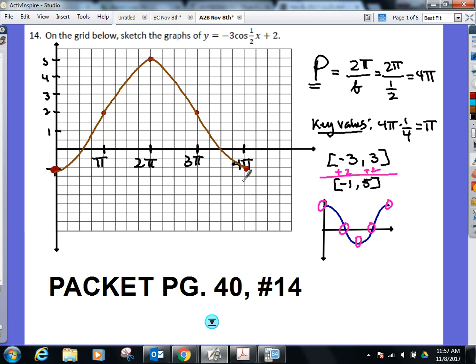How comfortable are we graphing something like that? I picked this one because it threw everything at you. It had a negative, it had an amplitude, and it had a shift. How are we doing here? Are we okay? Because that's about as tough as I'm going to ask you to graph. Anything here? Questions? We good?